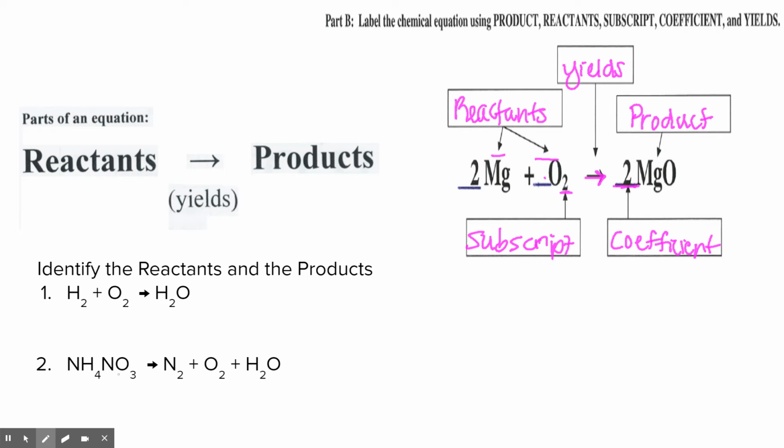For the rest of this page, we are identifying reactants and products. So anything on the left is a reactant. Anything on the right is a product.